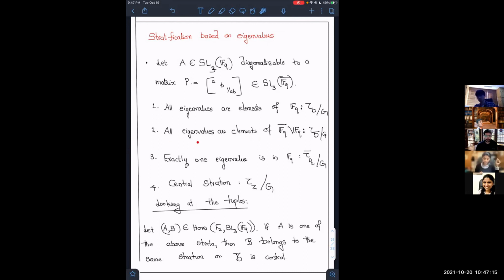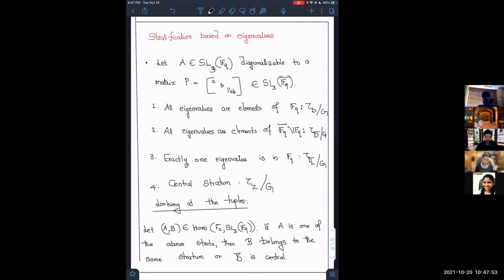The next case is that all three eigenvalues are in the extension field, so none of the eigenvalues are in the base field, and I denote it by tau sub D bar. The third case is that exactly one eigenvalue is in the base field: A and B are in the extension field, and 1 over AB is in the base field. I denote it by tau bar sub D2. Actually, I wanted to put the bar on D2.